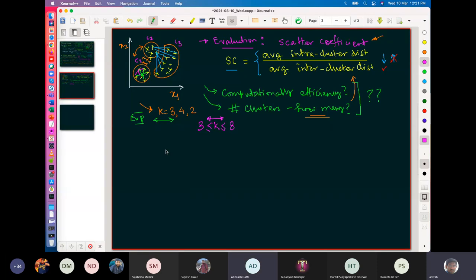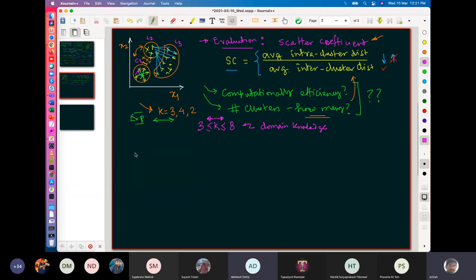So that range is known. The range usually comes from the domain knowledge. It is supplied to you, but what you do not know is the exact value of k. That depends on how good you are at clustering, and you have to evaluate it that way.